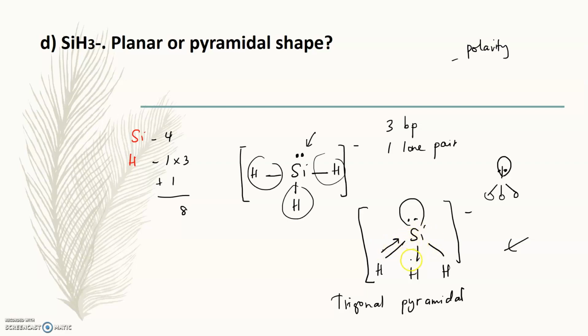So silicon has more electronegativity than hydrogen. The shared electrons are more attracted towards silicon. Thus the geometry is not symmetrical and the dipole moments are all towards silicon. So they cannot cancel each other, so it has a value. So the molecule is polar, because the dipole moments cannot cancel each other.